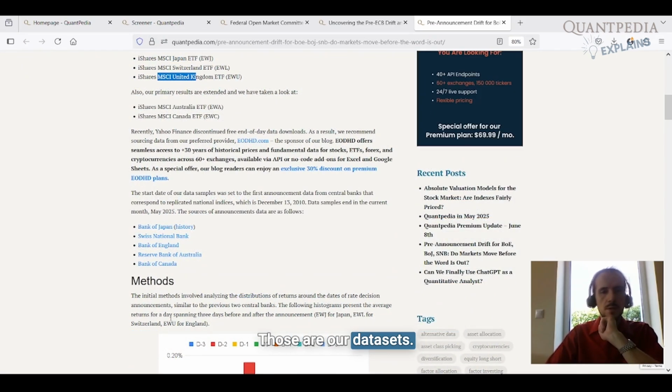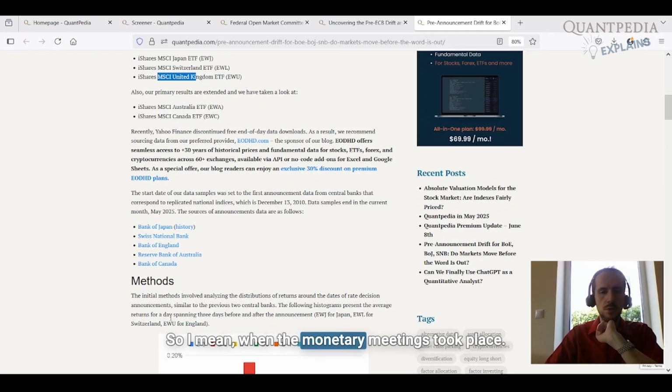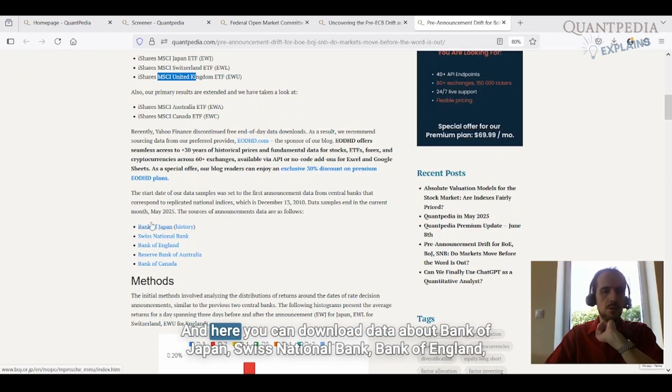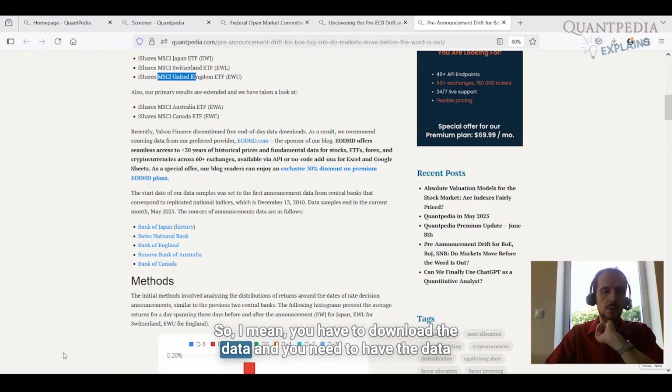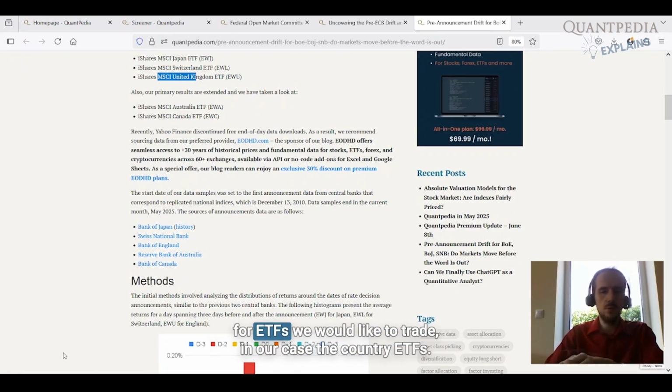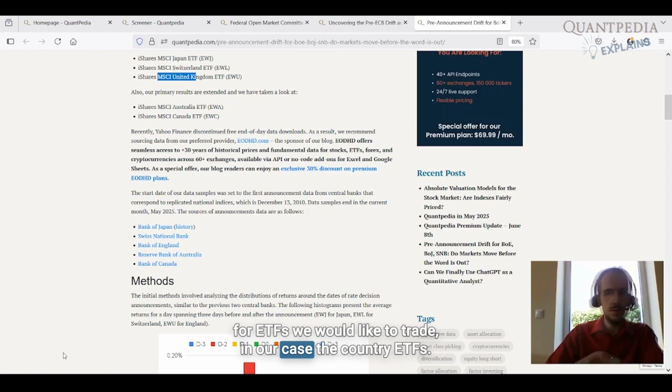Those are our data sets, and then we downloaded the data about the meetings themselves, so when the monetary meetings took place. Here you can download the data about the Bank of Japan, Swiss National Bank, Bank of England, Reserve Bank of Australia and Bank of Canada. You have to download the data, and you need to have the data for the ETFs you would like to trade, in our case the country ETFs.